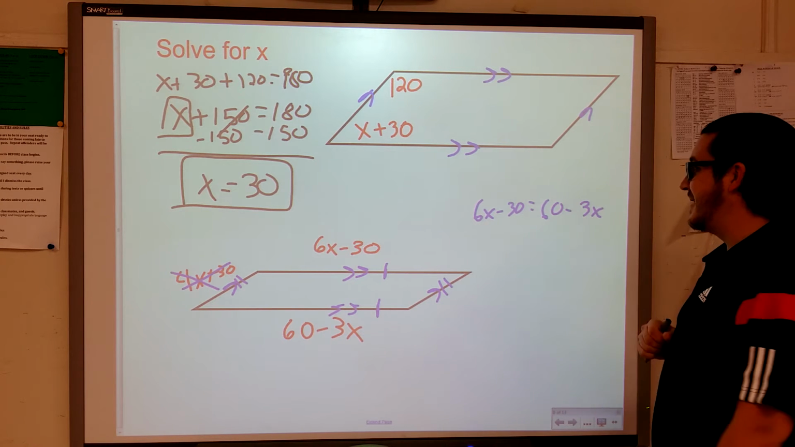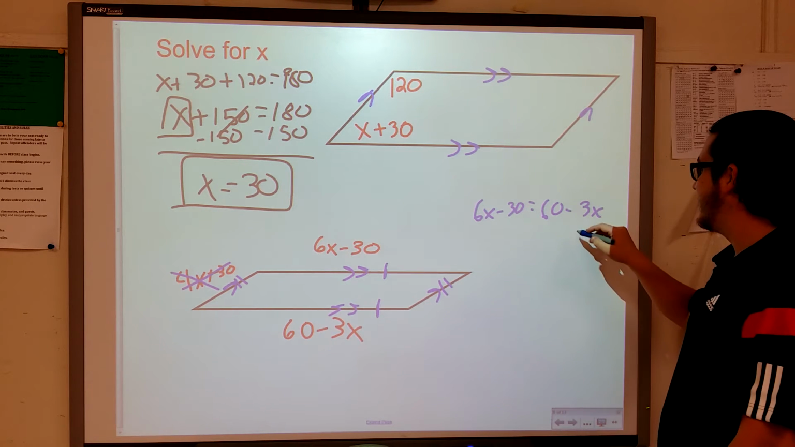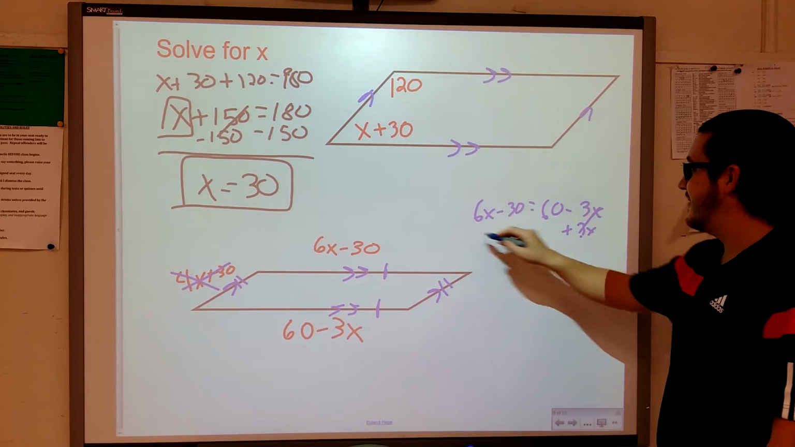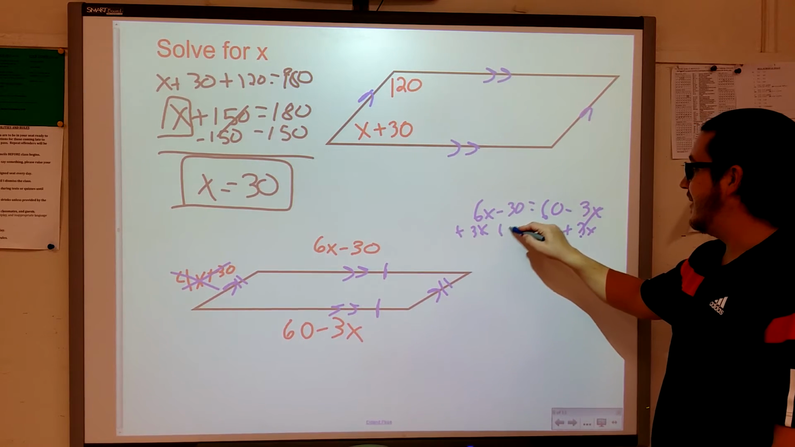Alright, so 6x minus 30 equals 60 minus 3x. Add 3x to both sides. Add 30 to both sides.